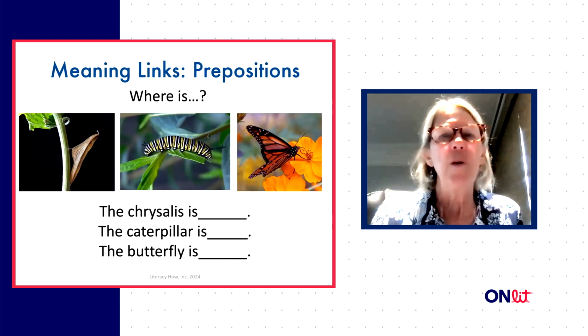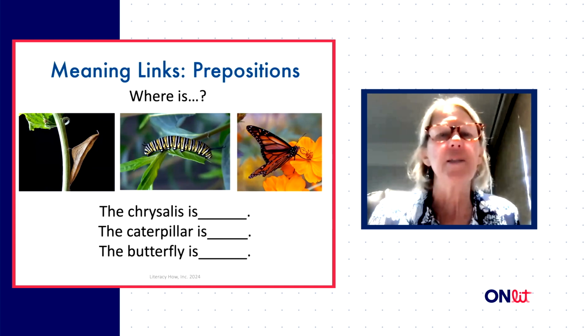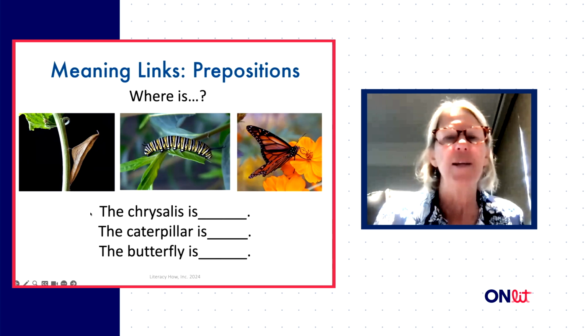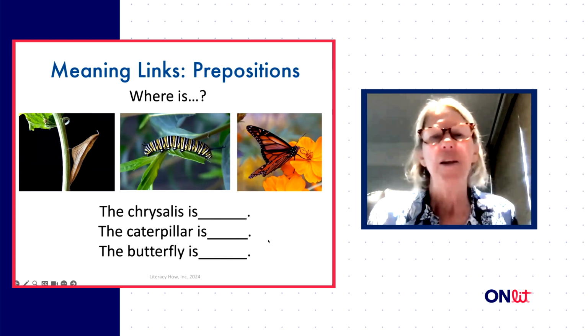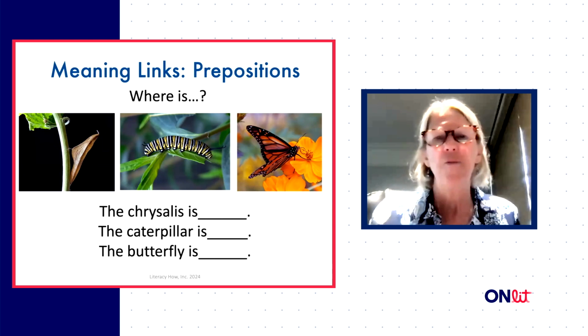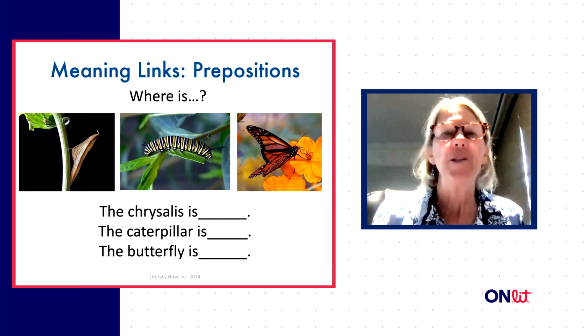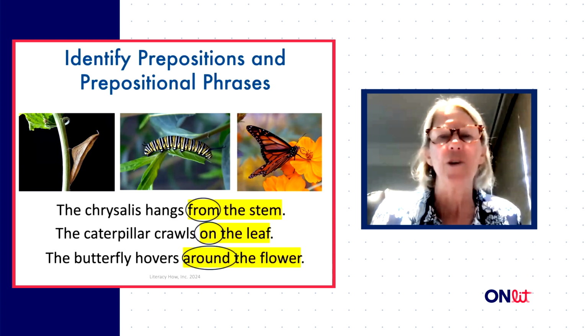And then when students are reading sentences, we're going to have them expand the noun: where the chrysalis is, where the caterpillar is, where the butterfly is, where. So they're going to answer these questions or fill in the blank with a prepositional phrase that answers the question, where.